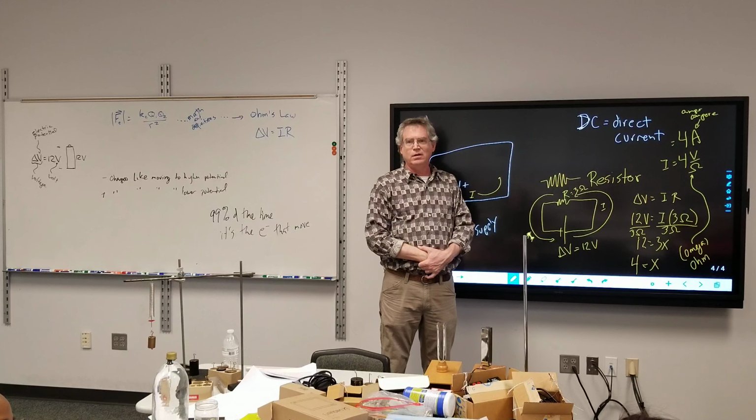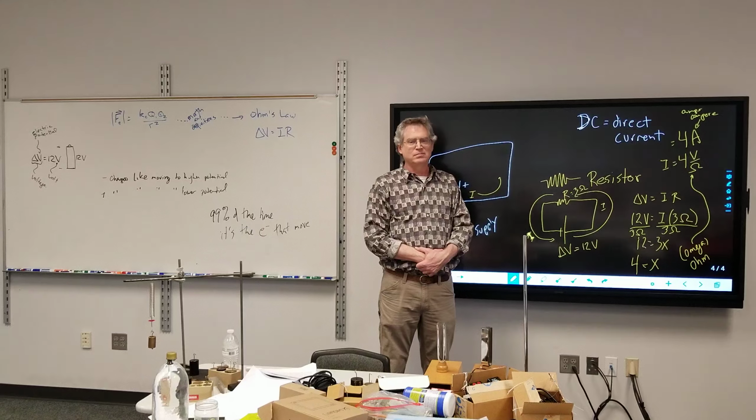So say the first part again so I can write it down. The current goes opposite of the electrons. So current travels opposite the direction of the electrons. Okay. Thank you.